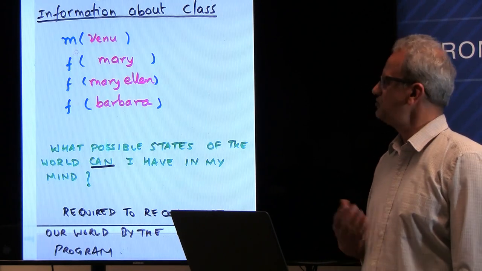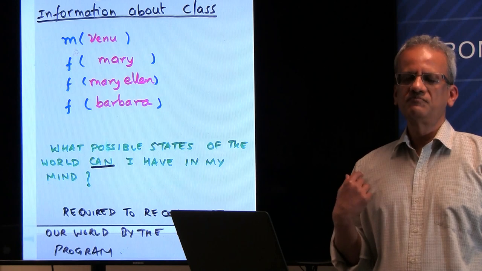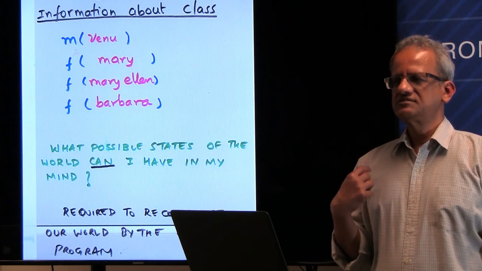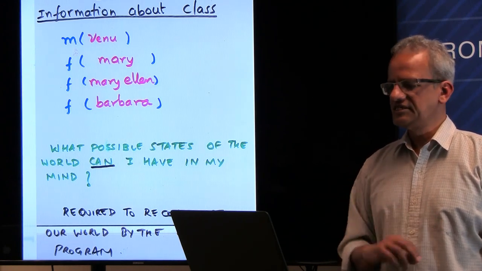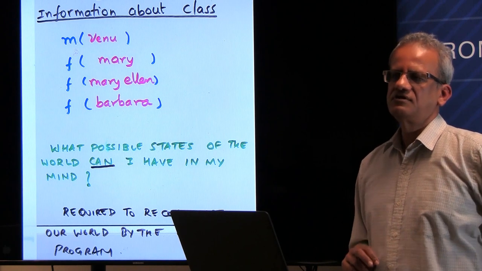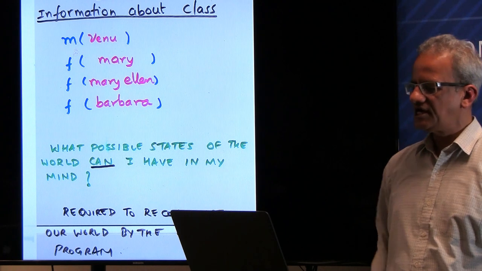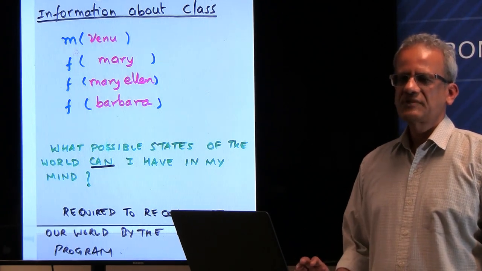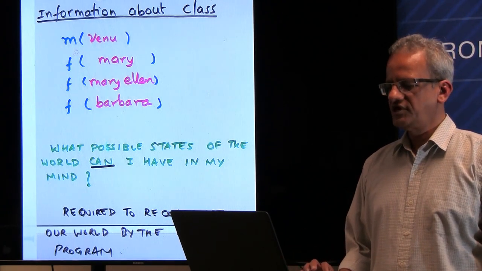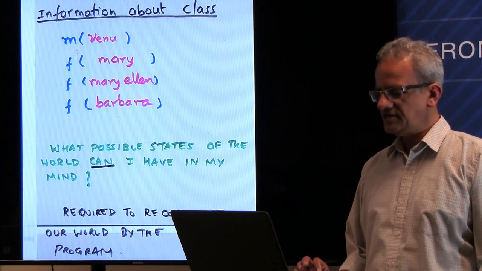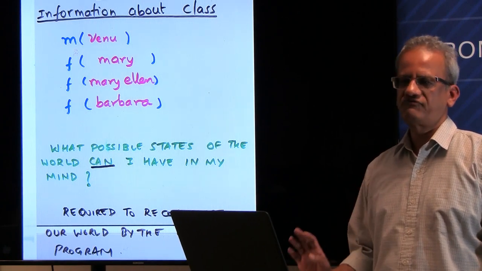Right, so this actually was cooked up for a class. The example that I have is tailored for the class, but I think we can easily understand that without any problem. So let's say I write these four facts: M of Venu, F of Mary, and F of Barbara. So I write these four facts.